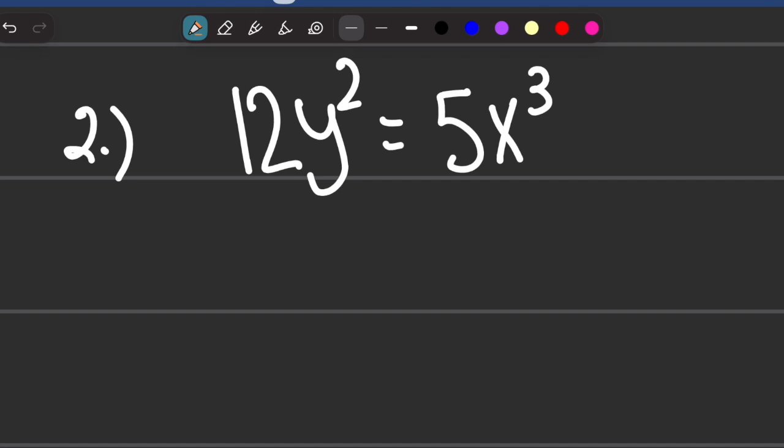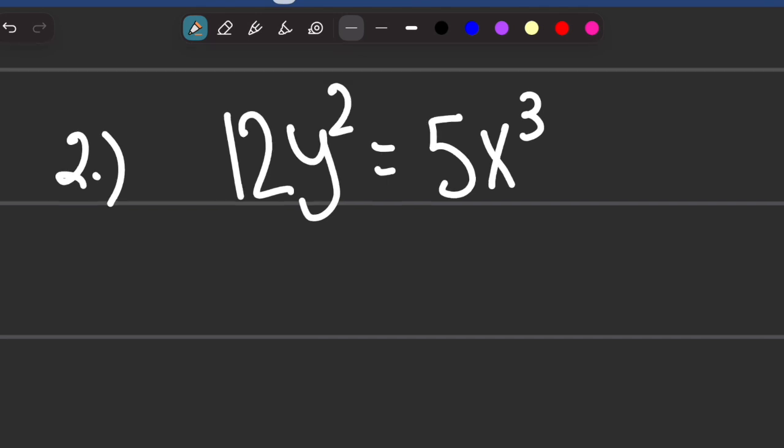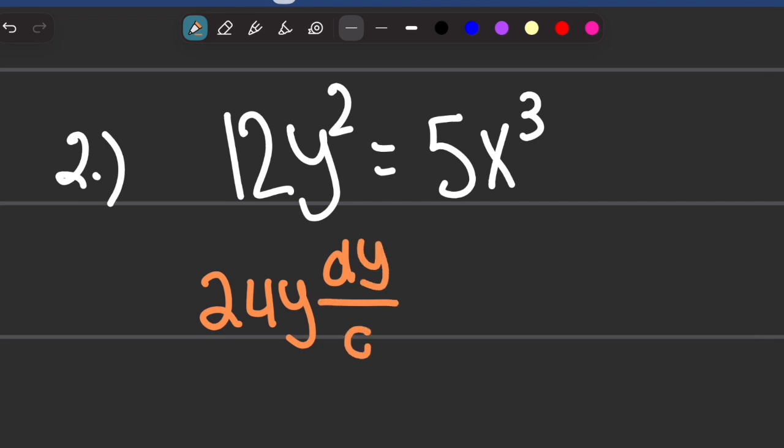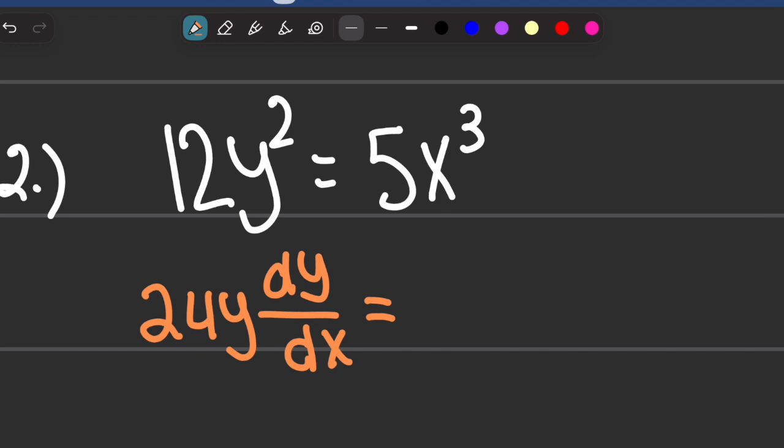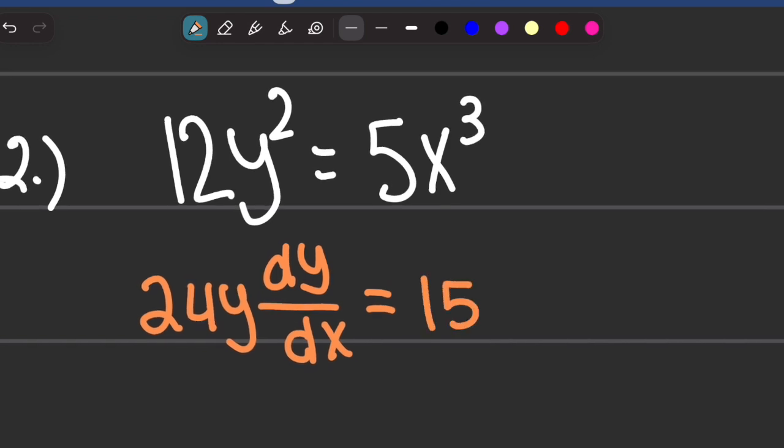So what is the derivative of 12y squared? Go ahead and try that. Pause the video and then come back to it once you've gotten the derivative. Alright, so hopefully you've tried finding the derivative of both sides of this equation. Let's go ahead and go through it now together. So the derivative of 12y squared is going to be 24y dy over dx. Do not forget the dy over dx, that's very important. Anytime you have a y, you're always going to put dy over dx after the derivative. Equals, and then the derivative of 5x cubed is going to be 15x squared.